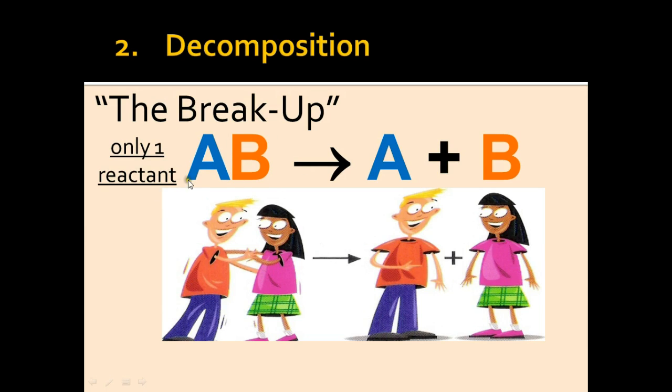And again, if you don't want to use this marriage analogy, you can just think about decomposing. When you decompose something, just like in biology, those little fungi that decompose things, they break them up. So just think about decomposition as the breaking up of something. Same thing in this one: one big chunk breaks up into 2 separate pieces, just like decomposition.